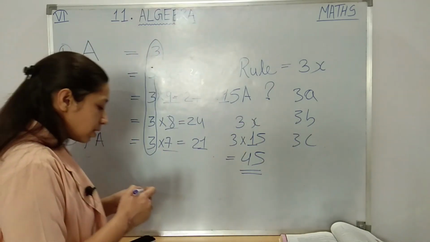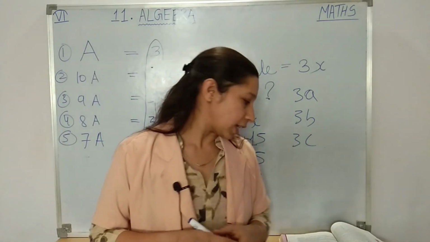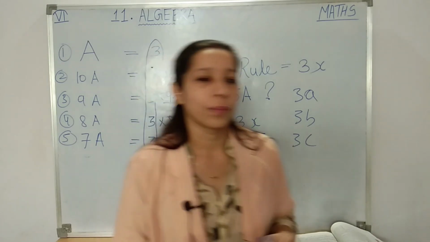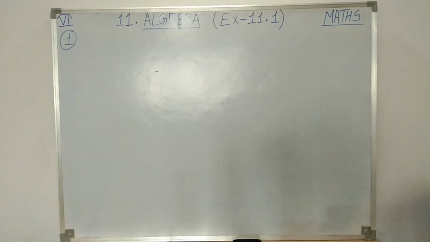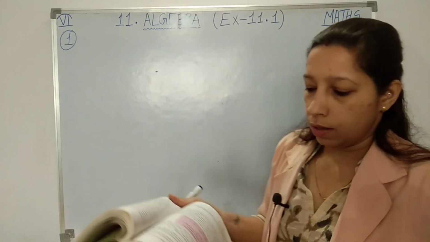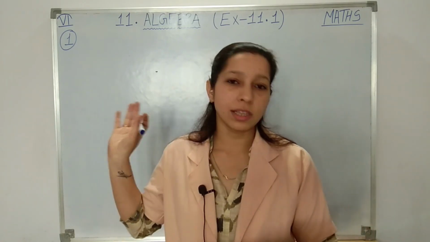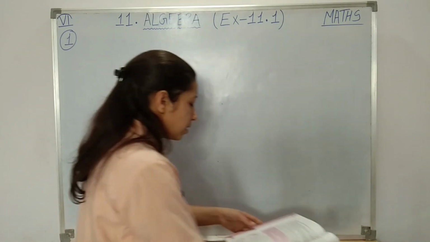Okay. So this was the introduction for exercise 11.1, students. Now be ready with your textbooks. Open exercise 11.1. We are going to see the first question. So students, in your textbook exercise 11.1, I will just write the solutions on the board. You have to see the questions from the textbook. Let us see the first question, students.